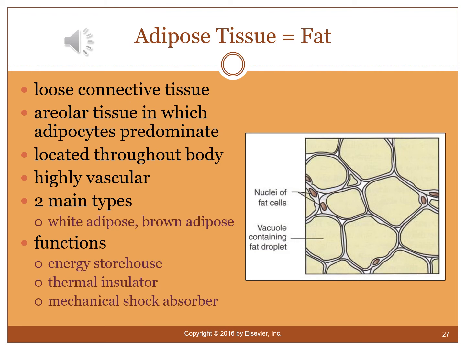Adipose tissue is fat, and it is a loose connective tissue or areolar tissue that is just filled with fat cells or adipocytes. It is highly vascular. There are two main types, the white adipose and brown adipose, and they function as an energy storehouse where fat stores can be turned into energy.